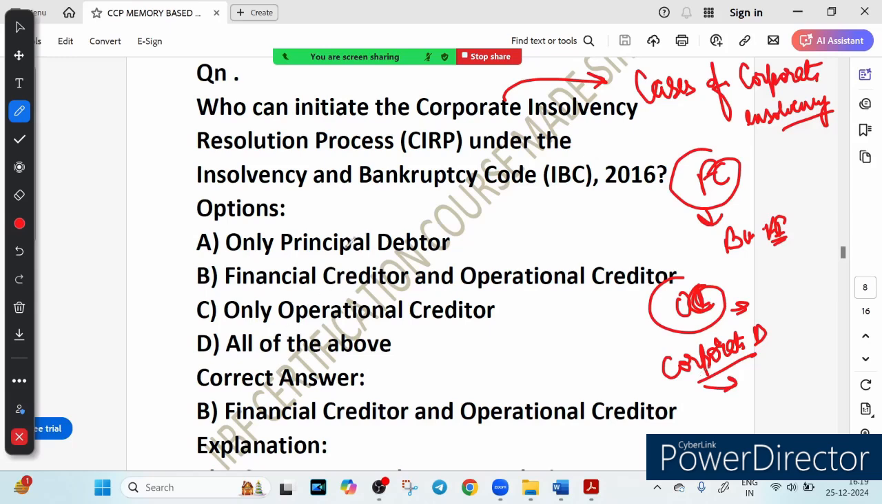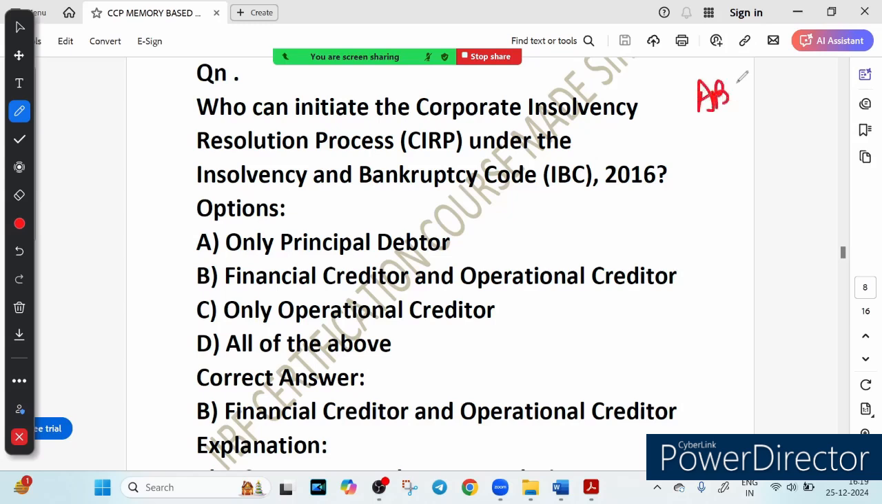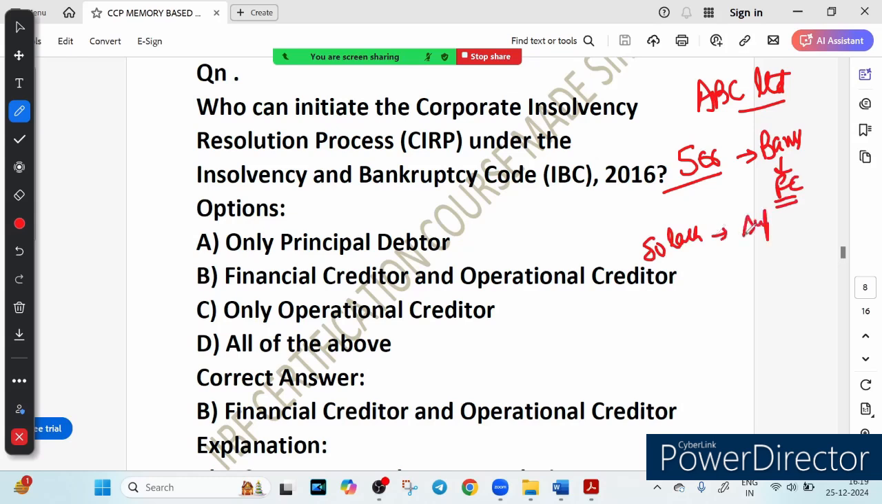So what about the principal debtor? The principal debtor cannot initiate CIRP on its own unless it is filing as a corporate debtor under the voluntary insolvency provision. Let me give an example. Suppose there is a company named ABC Limited. It owes 5 crore to a bank. So this bank will be a financial creditor. Suppose it owes 50 lakh to a supplier, so this supplier will be an operational creditor.